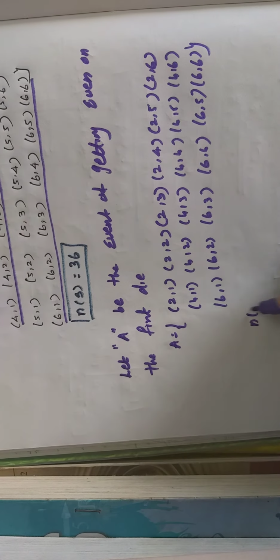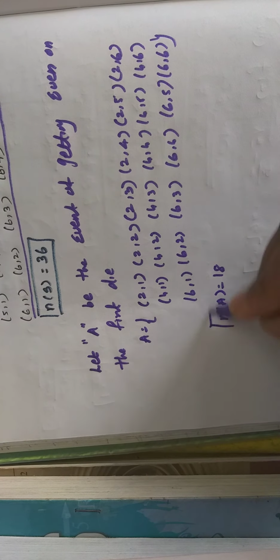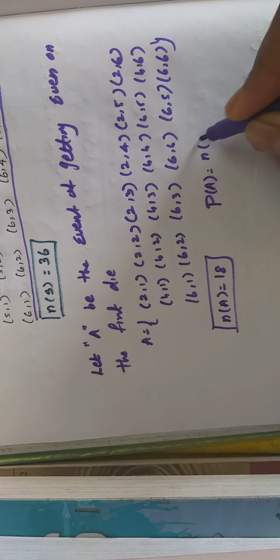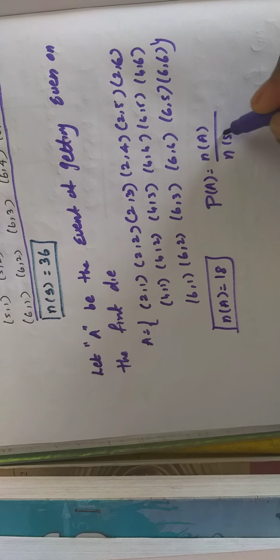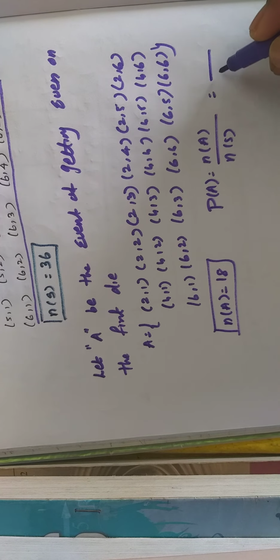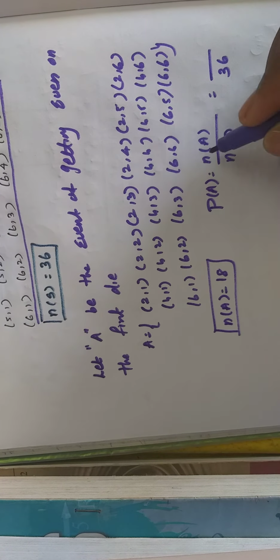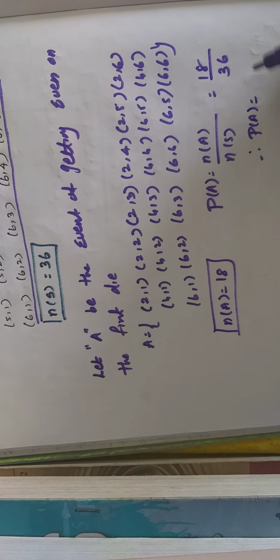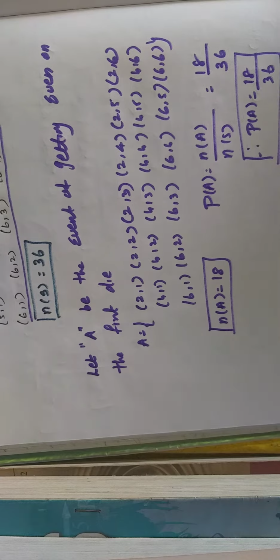Now count: n of A equal to 18. Put the box. Probability formula: P of A equal to n of A by n of S. n of S value 36, n of A equal to 18. Therefore, P of A equal to 18 by 36. This is the answer for the first case.